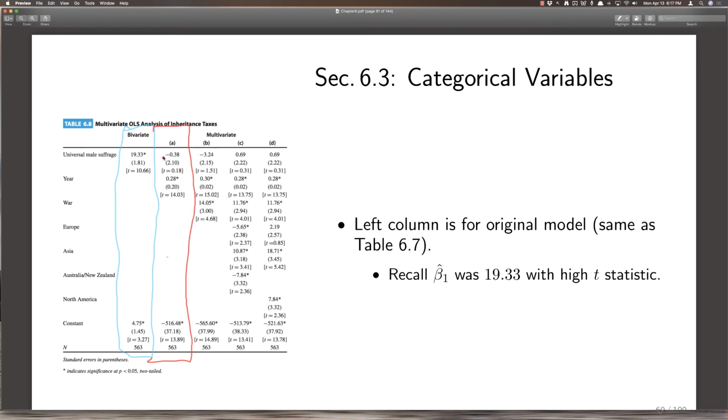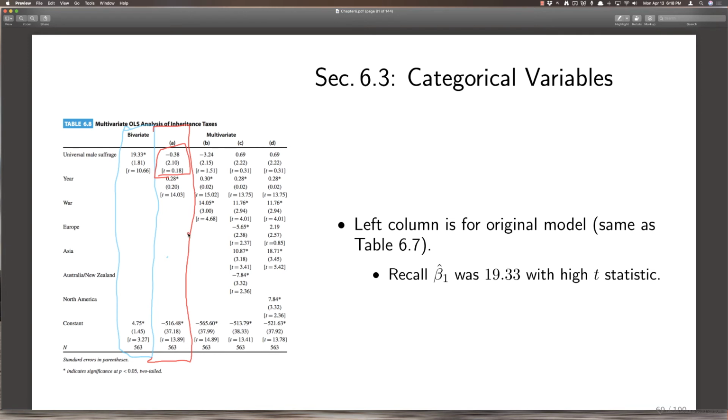But now when we control for year, look what happens. Now all of the statistical significance is gone. All right? We are not statistically significant. Once we controlled for year, there was no statistically significant difference between the two.